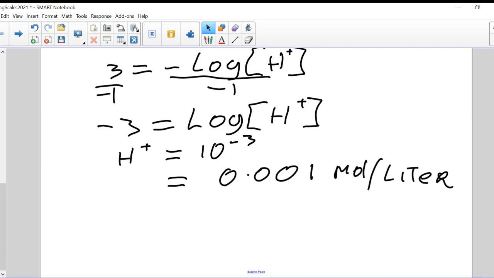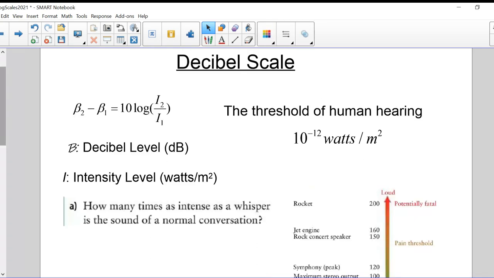And that's all it is. That's all there is to understanding the pH scale as a log scale. That's really all it is. Okay? So far so good.